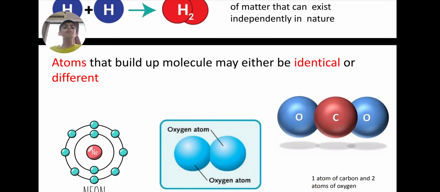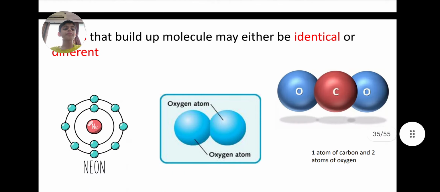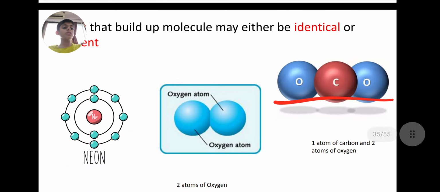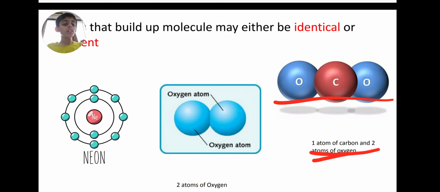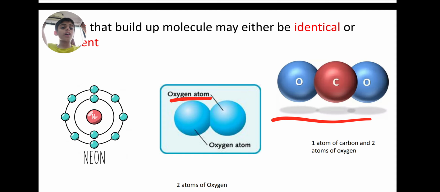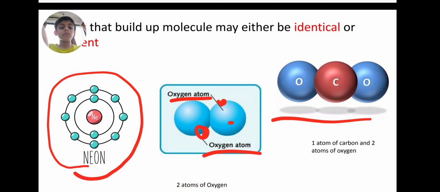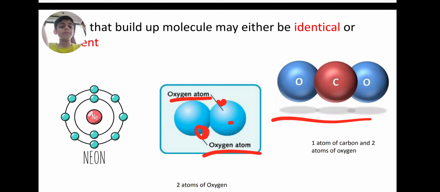Atoms that build a molecule may either be identical or different. See, OCO: an atom of carbon and 2 atoms of oxygen, with an oxygen atom here and here. Neon, over here is the neon.